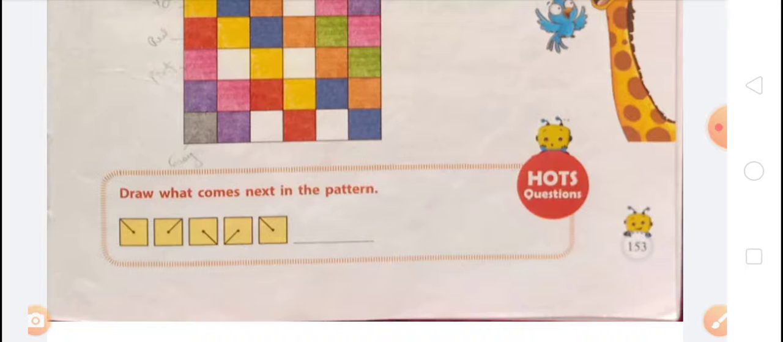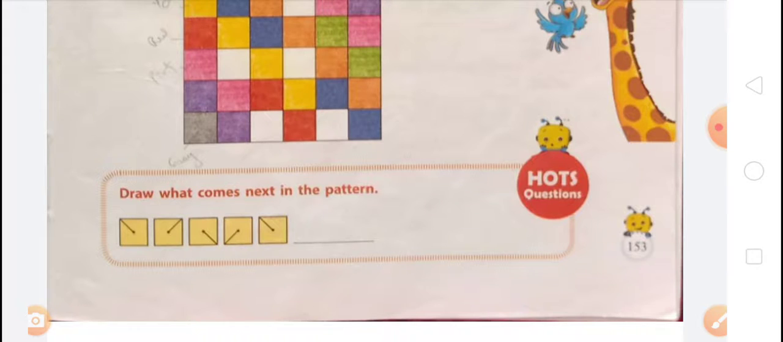Okay. 1, 2, 3, 4. And on fifth, that is the first pattern shape. And on sixth, there will be the second pattern. Okay. As there are 4 patterns and these are repeating, so on fifth there is the first shape, and on sixth there will be the second shape.